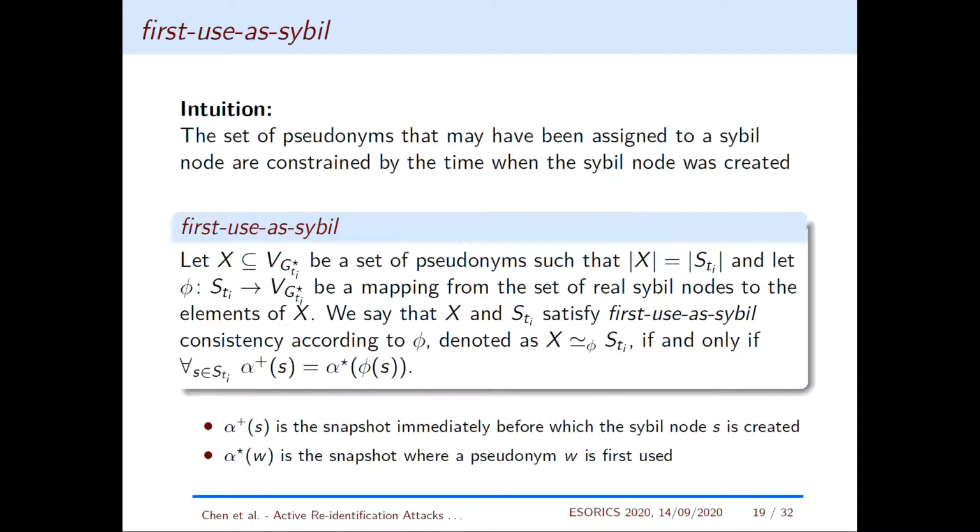The intuition behind the first used as Sybil constraint is that for a set of pseudonyms to be a valid candidate as the set of Sybil nodes, we need that there is a mapping from each pseudonym to a Sybil node in such a way that the time where this pseudonym was first used coincides with the time where this Sybil node was introduced by the adversary. And these two elements are pieces of information that the adversary knows because it was the adversary who created the Sybil node, and the adversary always has access to all published snapshots.